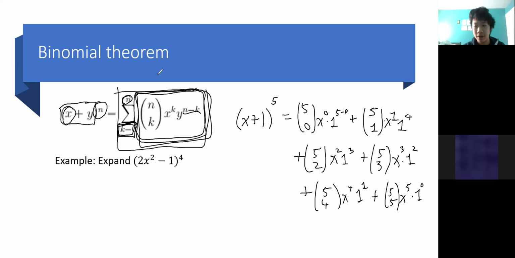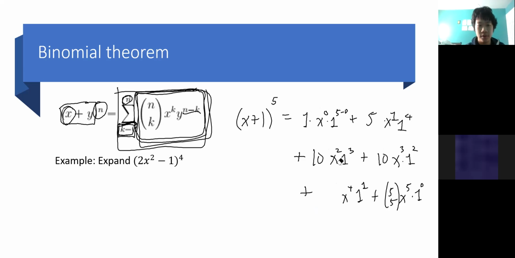So if you see now, I can evaluate all this stuff. 5, choose 0, what is that? 1. This goes away. I can evaluate all these chooses. 5, choose 1 is 5. 5, choose 2 is 10. 5, choose 3 is also 10. 5, choose 4 is 5. 5, choose 5 is 1.